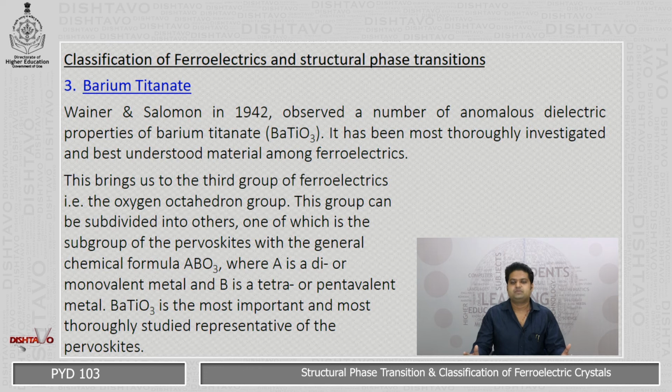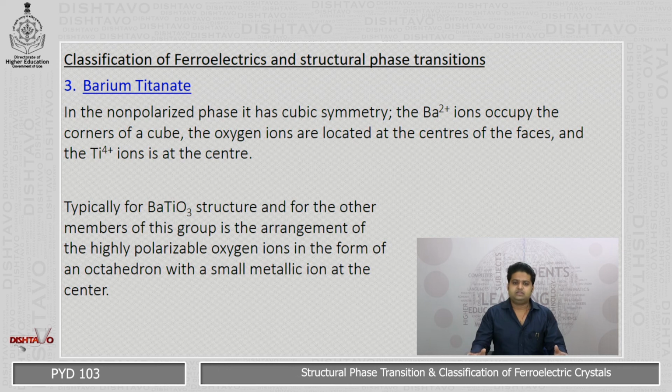Okay, perovskite is a very hot topic in research also, with general chemical formula of ABO3, where A is taken by a di or a monovalent metal. Okay, in this case it's barium. B is a tetra or a pentavalent metal. In this case it's titanium, and O for O3. So BaTiO3 is the most important and the most thoroughly studied representative of the perovskites because of its property of being a ferroelectric material. Now, in the non-polarized phase, it has cubic symmetry. The Ba2+ ions occupy the corners of the cube. The oxygen ions are located at the centers of the faces, and the Ti4+ ion is at the center.